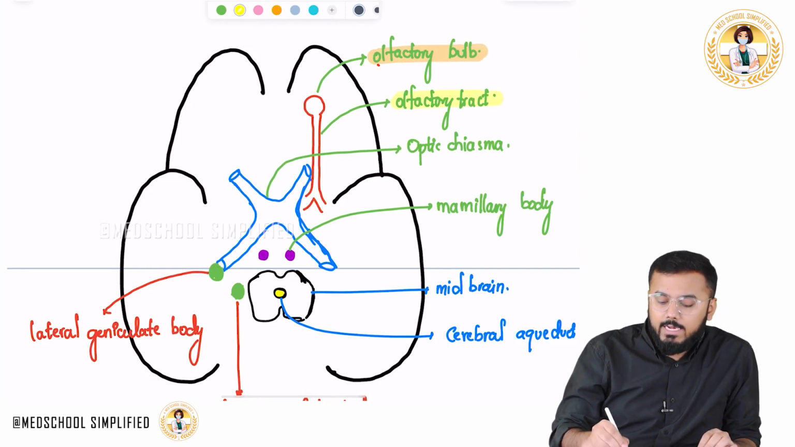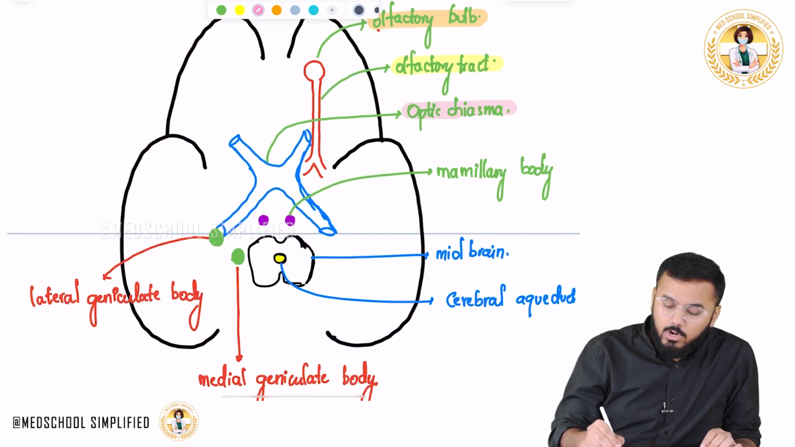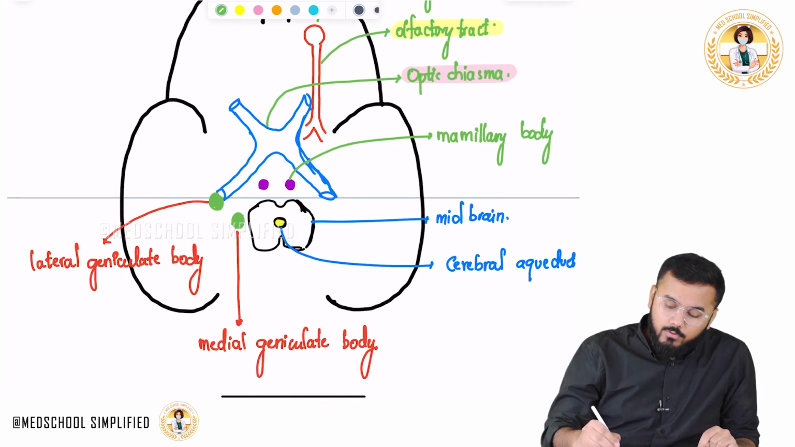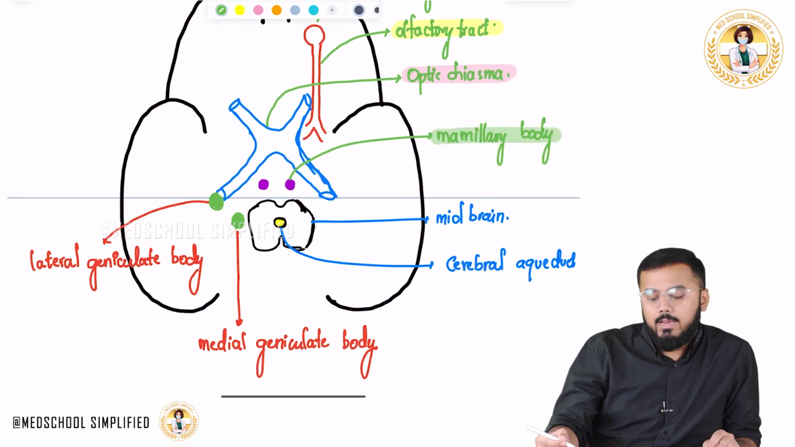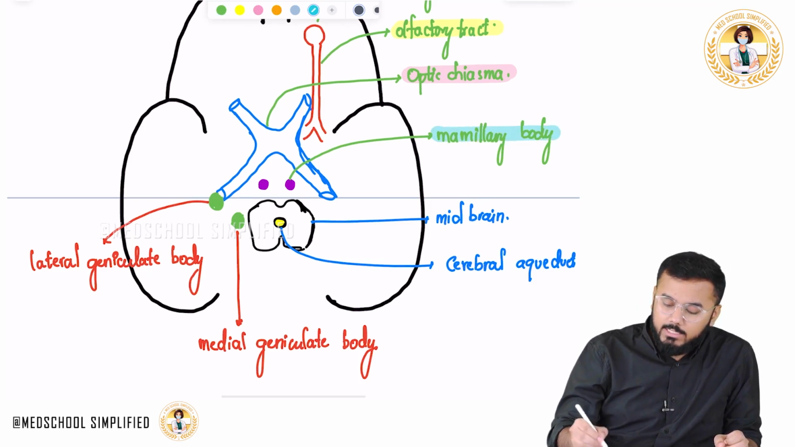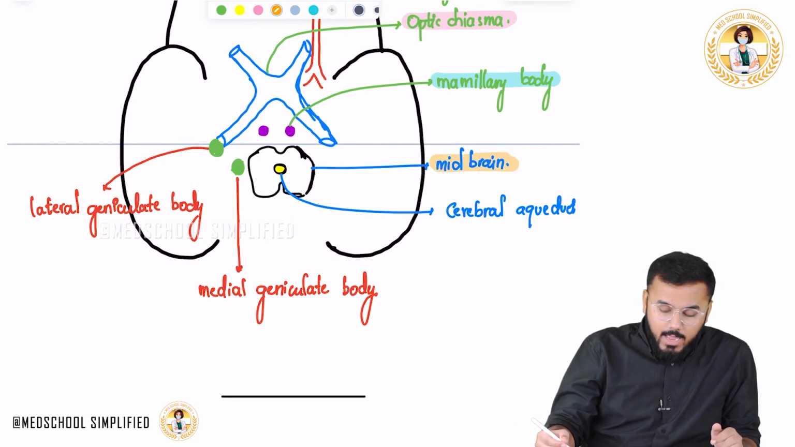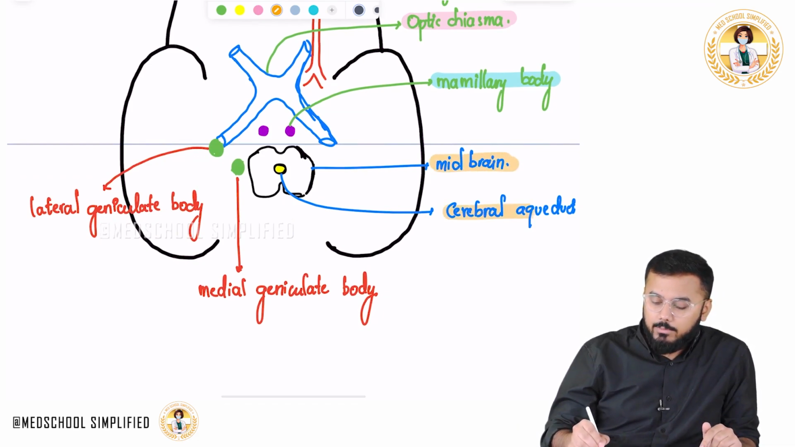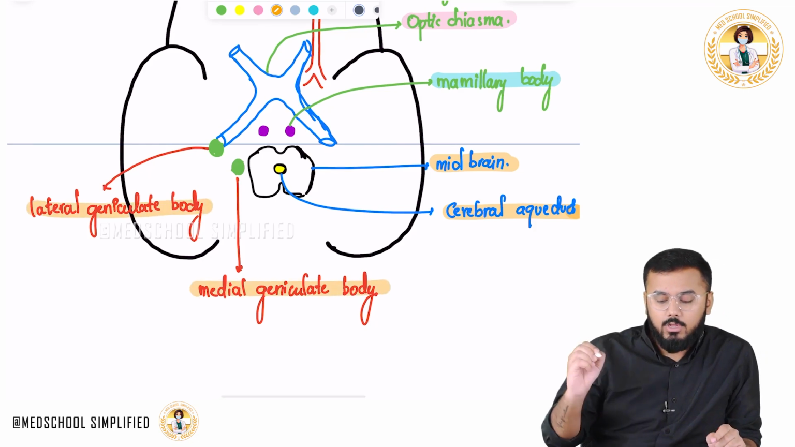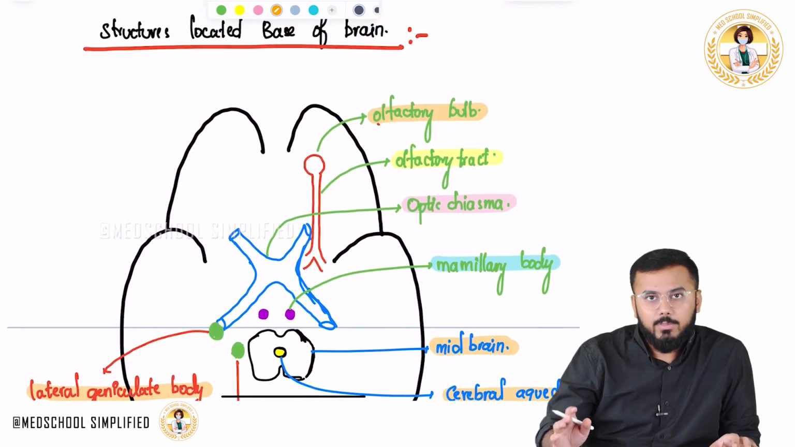After this olfactory bulb, the second important structure is your olfactory tract. After that, the next important structure is your optic chiasma. After the optic chiasma, you have the mammillary bodies. After these mammillary bodies, the next important structure is your midbrain, and within the midbrain you have the cerebral aqueduct. And finally you have the lateral geniculate body as well as the medial geniculate body. So these are the structures that are located under the base of the brain.